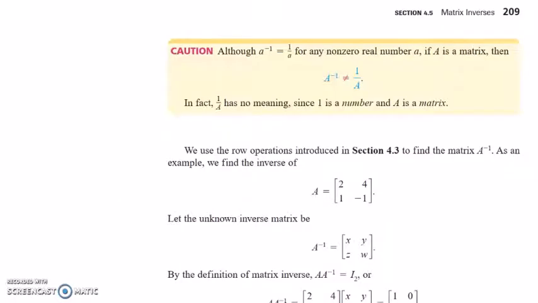We are cautioned here that although the inverse of A equals 1 over A for any non-zero real number, if the matrix A has an inverse, that is not equal to 1 divided by matrix A. In fact, 1 divided by the matrix A has no meaning, since 1 is a number and A is a matrix. They're two different things.